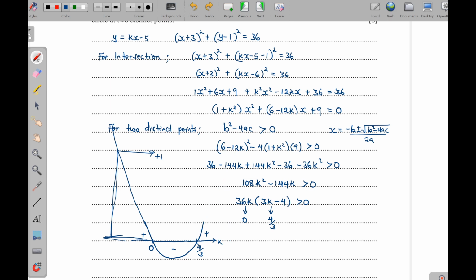So this simply implies we are supposed to pick regions where we are seeing something greater than what? 0. That is the plus. So it is here and then here, you see? So that means our answer is going to be k less than 0, this part, and then this part here, k has to be greater than 4 over 3. In other words, smaller than the small value and then greater than the big value.